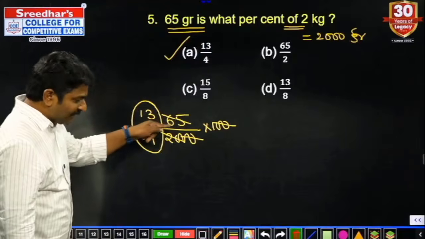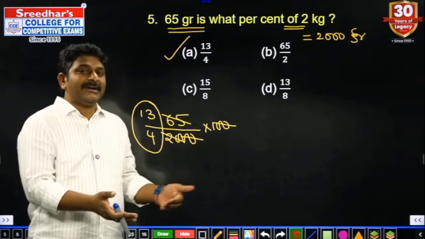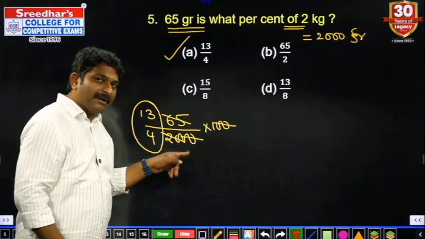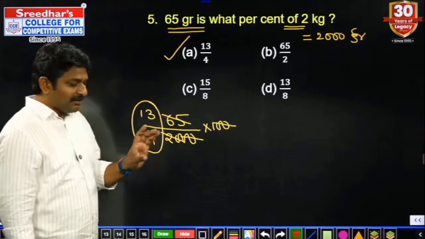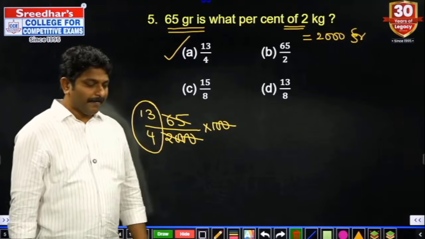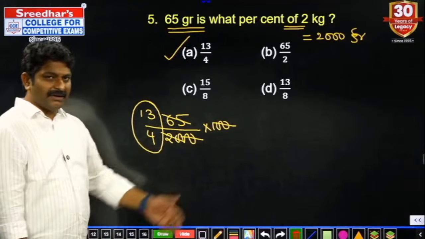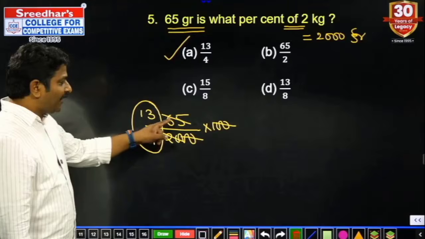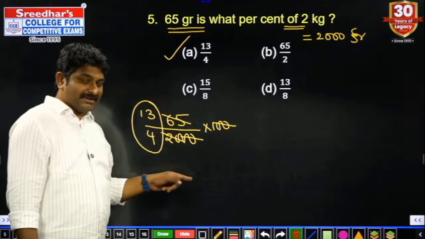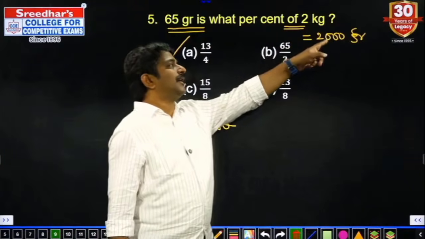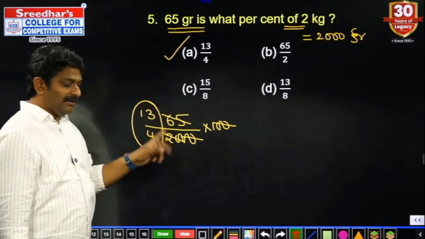When you use percentage, both numerator and denominator should be in the same measurements. Both can be in grams or both can be in kgs. That is the only conversion that you have to consider. For example, if it is about time, I think a time-based question is also there. There also we will discuss. Here both should be in grams or both should be in kgs. We converted 2 kgs to grams and now we are considering grams. Both are in the same measurement.